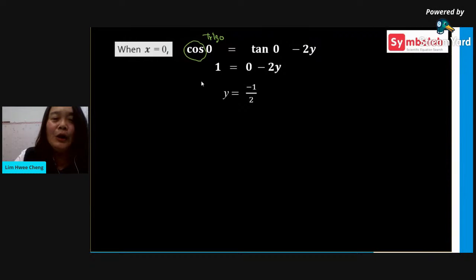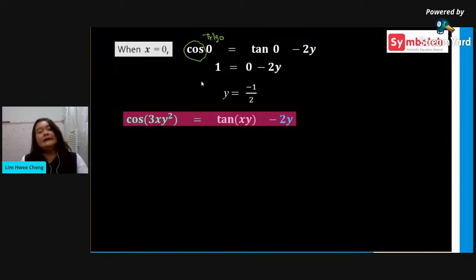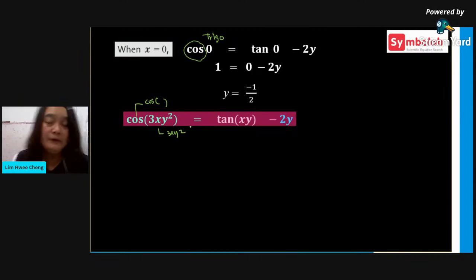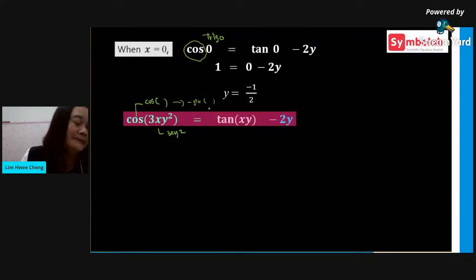So after that, only we start to differentiate this. Now, differentiate this, you have to do implicitly. So you involve the terms of x and y as well. Anyway, we have to apply the outer and inner function. So we meet the cos, and the inner function is 3xy squared. If I differentiate cos, I will get the negative sign, right?